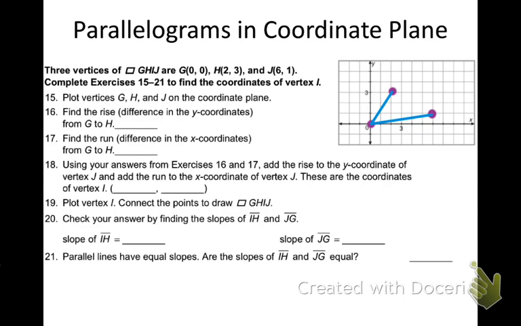I want to find the rise, the difference in the y-coordinates from G to H. So here's G, here's H. What is the rise going to be from G to H? If I were to find the slope from G to H, what's my rise there, Noah? My rise is 3. What is my run, Noah? 2. So my slope is 3 over 2. Rise over run.